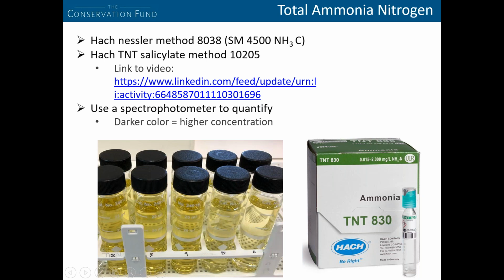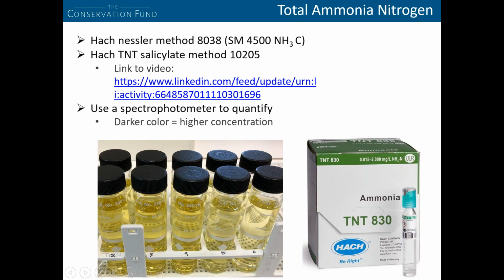The second method we use in the water and environmental chemistry lab is the Hach TNT salicylate method 10205. In this method, ammonium ions react at a pH of 12.6 with hypochlorite ions and salicylate ions in the presence of sodium nitroprusside as a catalyst to form indophenol blue. This method is a bit more expensive than the Nessler method. However, it's a lot simpler. The only reagent that you need is in the cap of the TNT vial. And I've linked to a video on our LinkedIn page that walks through this method step by step. And there is a photo of the test kit in the bottom right of the screen.